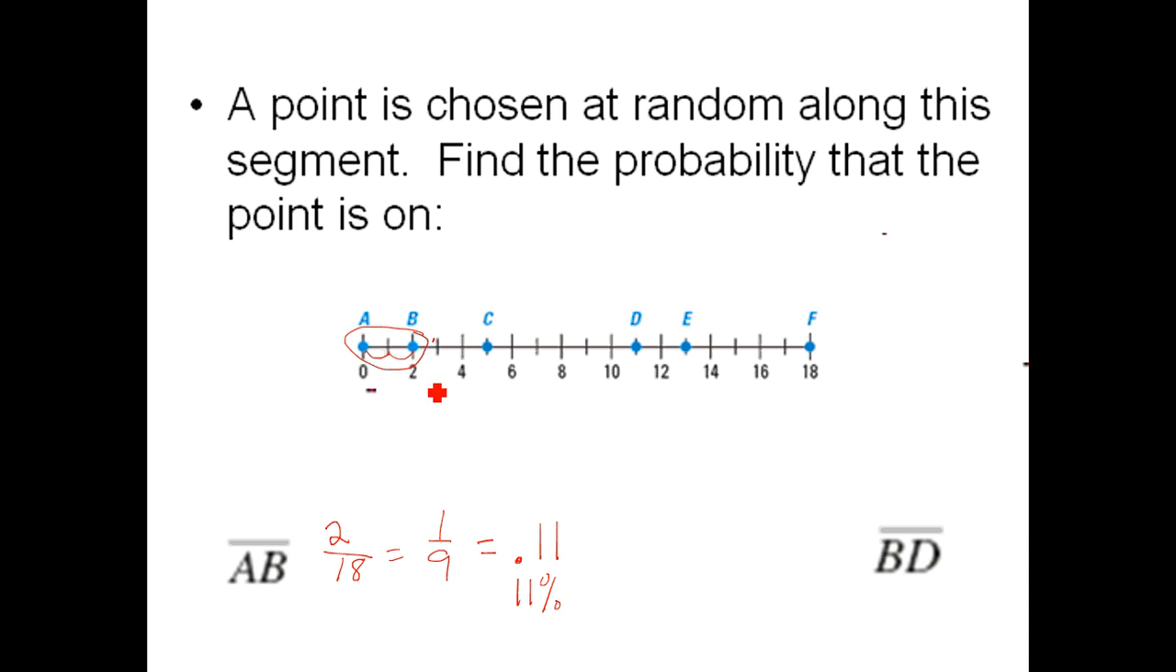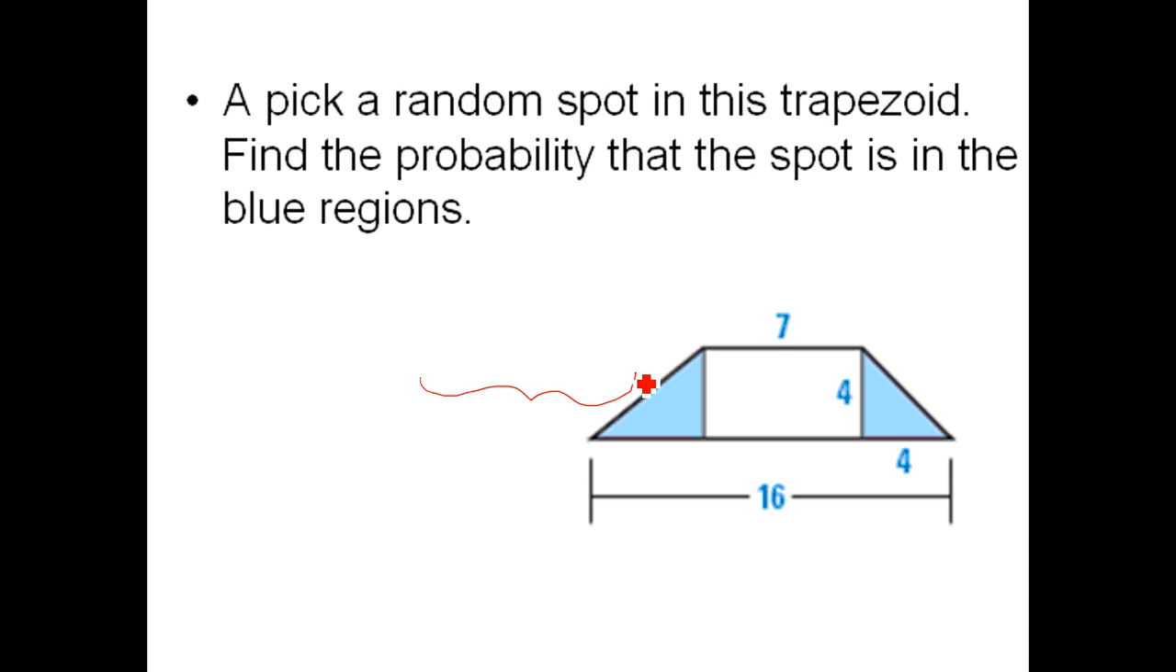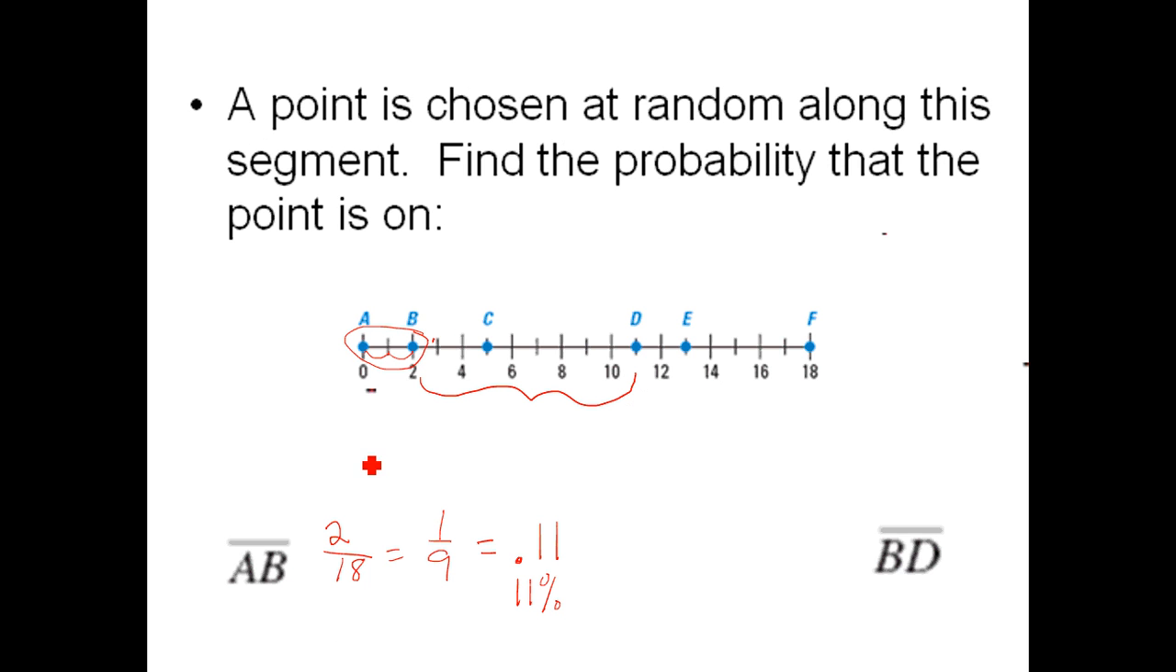B to D, how long is that? That's 2 to 11. So that would be a distance of 9. And then over the whole distance, 18. So 9 out of 18 is 1 out of 2, or again, 50%. So the probability of landing from B to D, if I were just going to grab a random point along here, would be a 50-50 shot, really, a 50% probability that that would happen, because that's half of the distance of the segment.